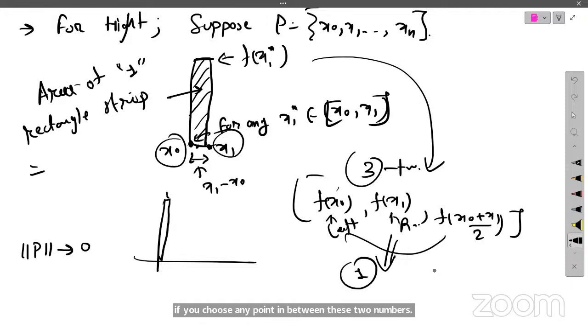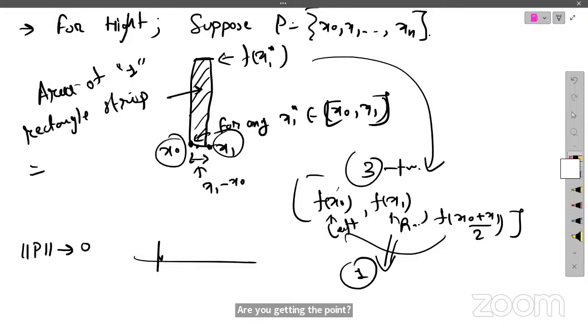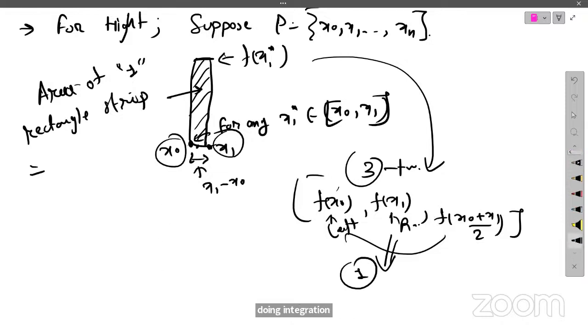Can we say that we are doing integration according to the function? So obviously the function has my slope. So can we say that my graph will behave according to my function slope? So no need to worry about the height.